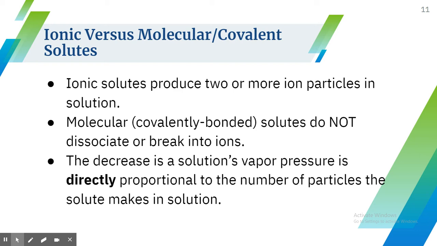Let's talk about ionic versus molecular, also known as covalent, solutes. If it's an ionic solute, you have two or more ions that are being dissolved, or dissociating, in solution. Molecular solutes do not break apart. They don't break into ions. The decrease in a solution's vapor pressure is directly proportional to the number of particles that the solute makes in solution. So the more particles you have breaking apart into the solution, the more the vapor pressure is going to decrease. It's not going to evaporate as quickly.